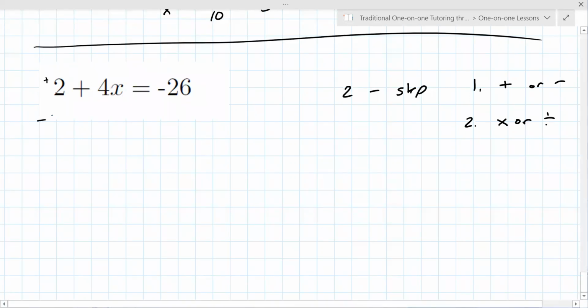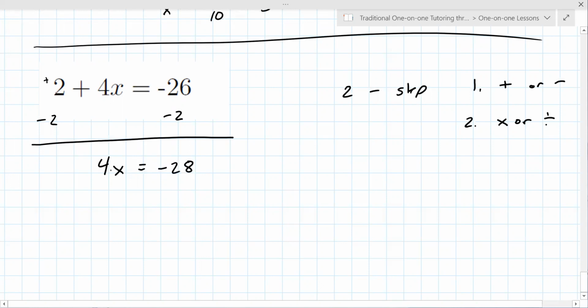So we're going to subtract 2 from both sides of the equation. So this becomes 4x equals minus 26 minus 2. You owe someone $26. You take out another $2 loan from them. How much do you owe them? It's not 24. It's 28. It's negative 28.